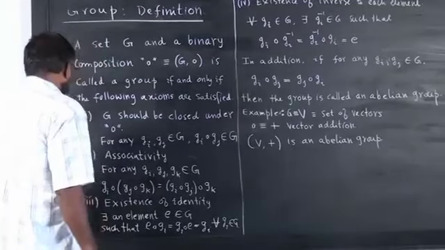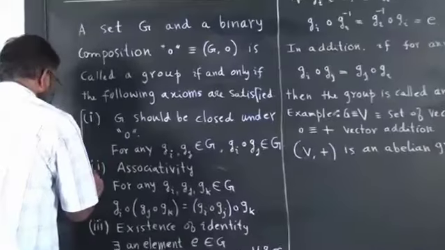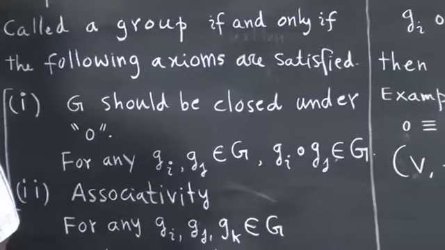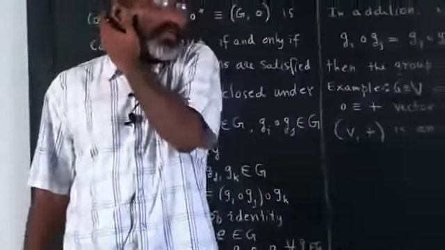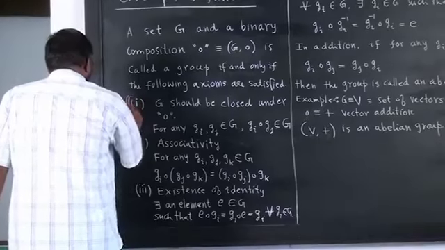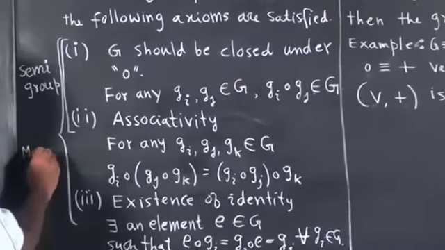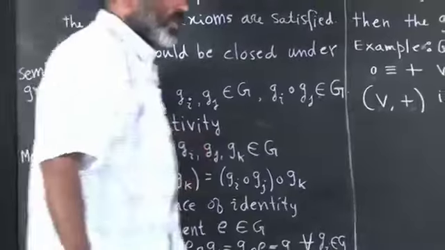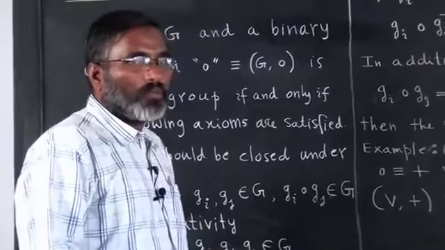Now suppose some structure is satisfying only these 2 properties, okay, then such a structure is called a semi-group. If it is satisfying only 1 and 2, it is called a semi-group. But if it is satisfying only 1, 2 and 3, then that is called a monoid. These are just names that exist, so I am writing them. And if it satisfies 1, 2, 3 and 4, it is a group.